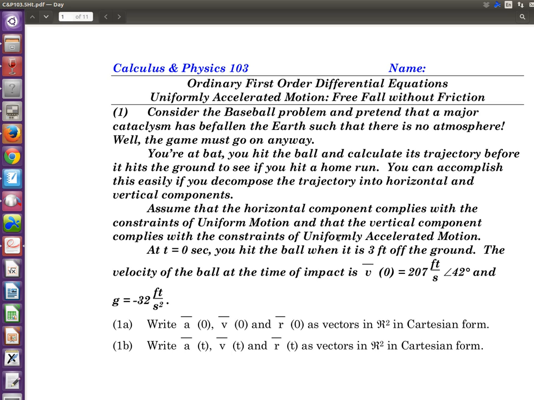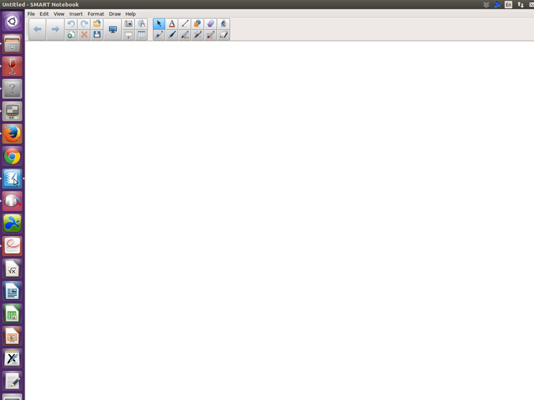Consider the baseball problem. And pretend that a major cataclysm has befallen the Earth, so that there is no atmosphere, so there's no friction. That's a big setup. Okay. You're at bat, you hit the ball, and calculate its trajectory before it hits the ground to see if you hit a home run.